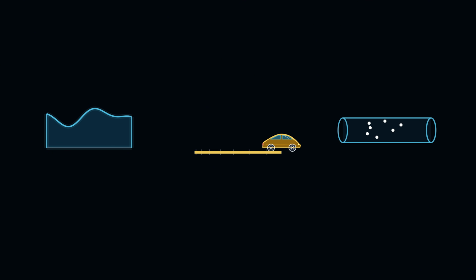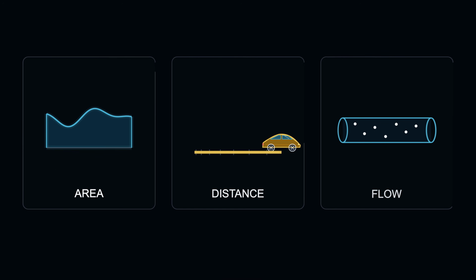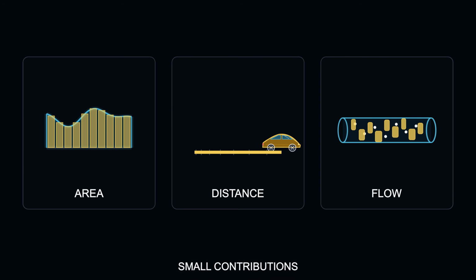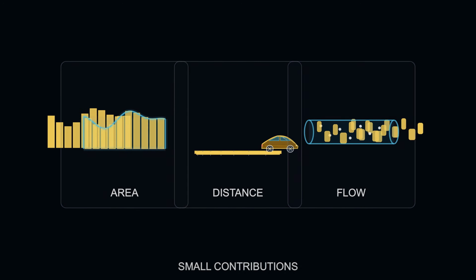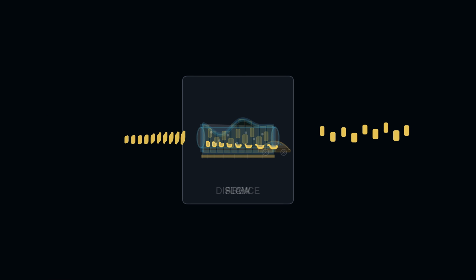How do we measure the area of a shape that has no simple formula? How do we find the total distance traveled when speed is constantly changing? Or the amount of water that passes through a pipe when the flow rate rises and falls? At first, these seem like three completely different problems, but each one is built from the same hidden idea. Take many tiny contributions and add them together.